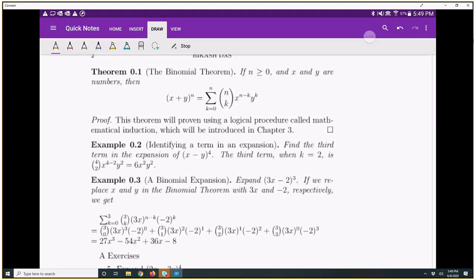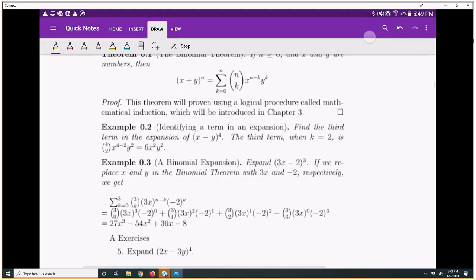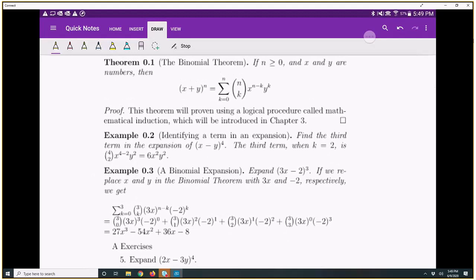In order to prove this theorem, we need mathematical induction, which is covered in this textbook, but not in this course on discrete mathematics. So if you are interested in seeing the proof, you can read more about mathematical induction in the textbook.